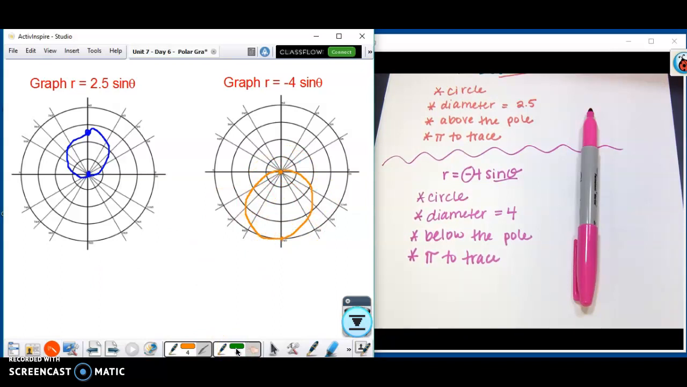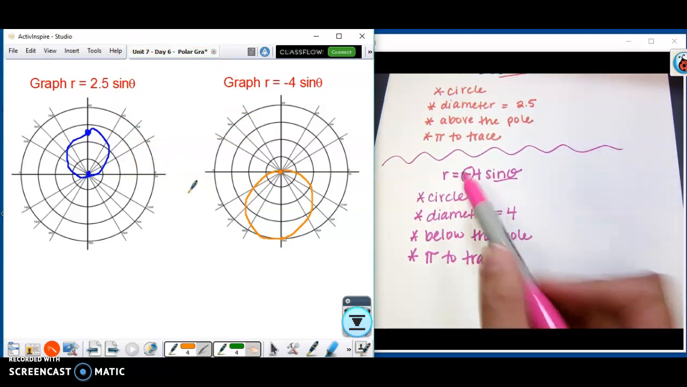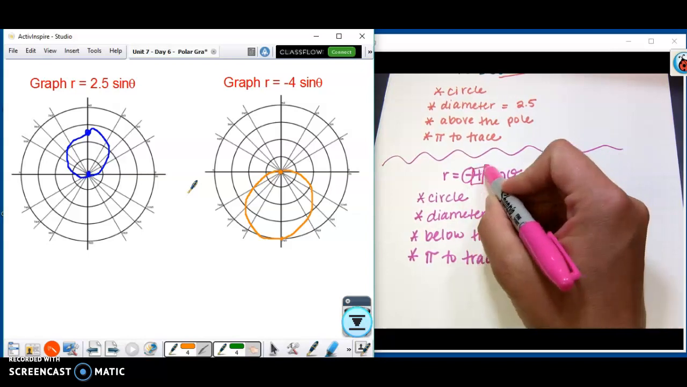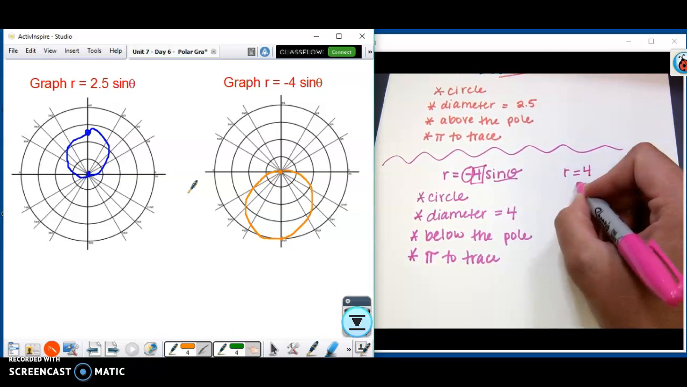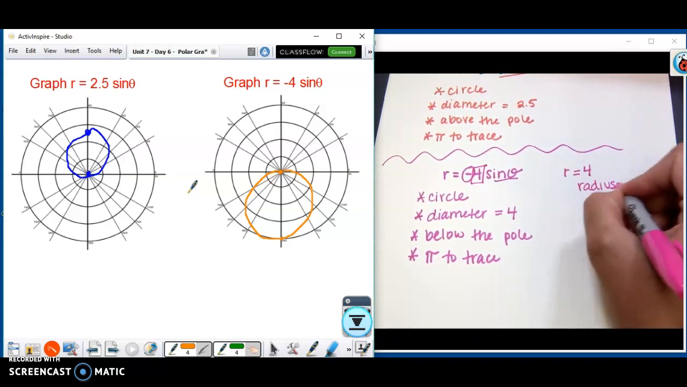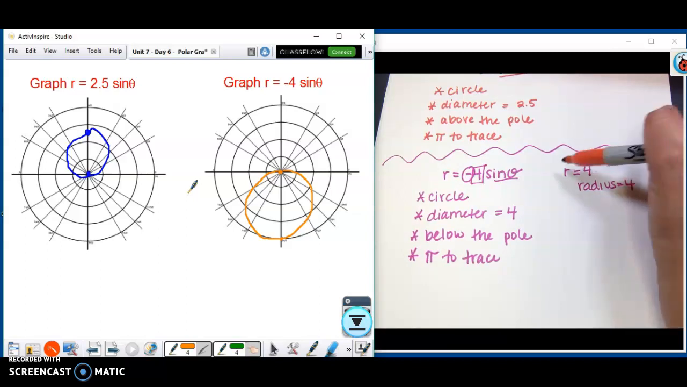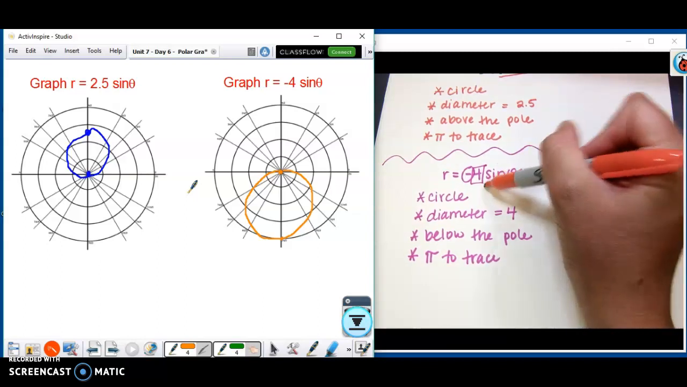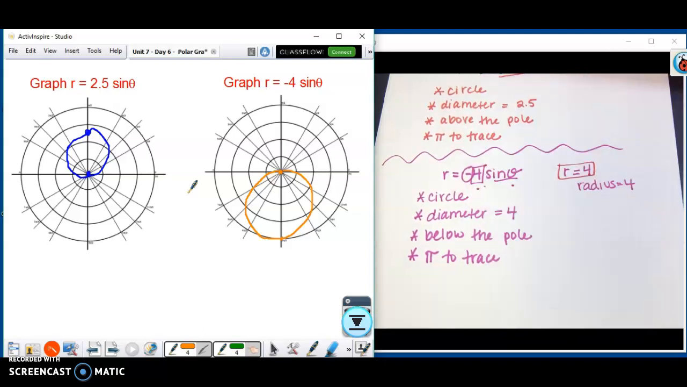Okay. So that is circles. Something just to note, whenever you're working with the 4 sine theta or negative 4 sine theta, this number right here is your diameter. But if I said r equals 4, then now this 4 represents the radius. That is one of the things that people get tripped up on the most, so just be careful with that. So r equals 4 is the radius, but if it has the sine or cosine with it, then that 4 represents your diameter.